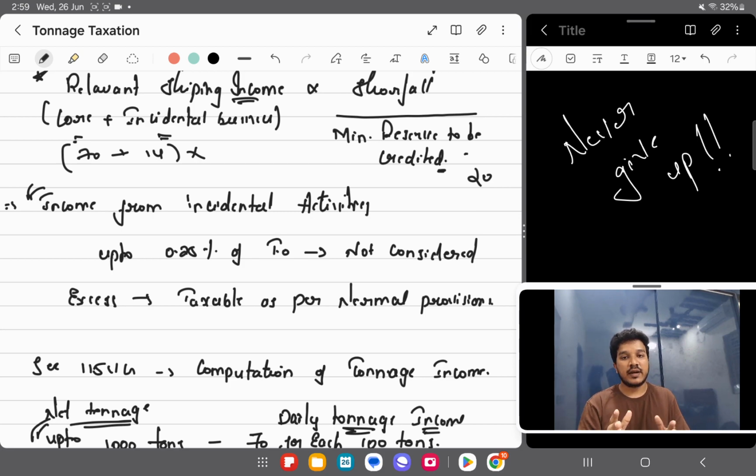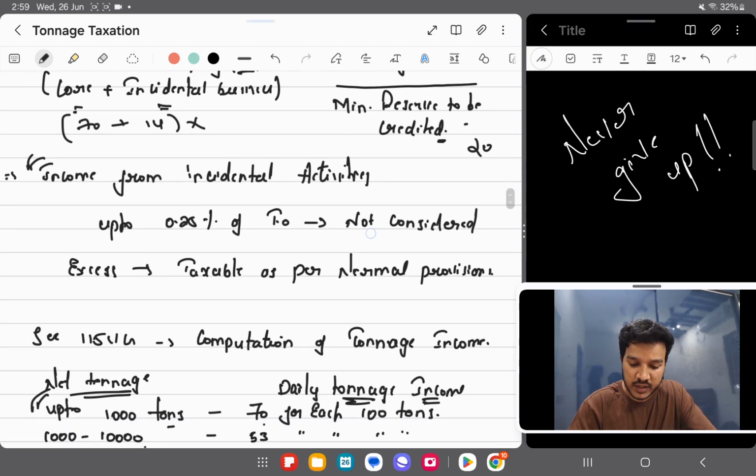So in case my total turnover is 100, 0.25% is 0.25. 0.25 can be from incidental activities. If it is more than 0.25, then that excess income will be taxable as per normal provisions of the Act. I hope this is easy.